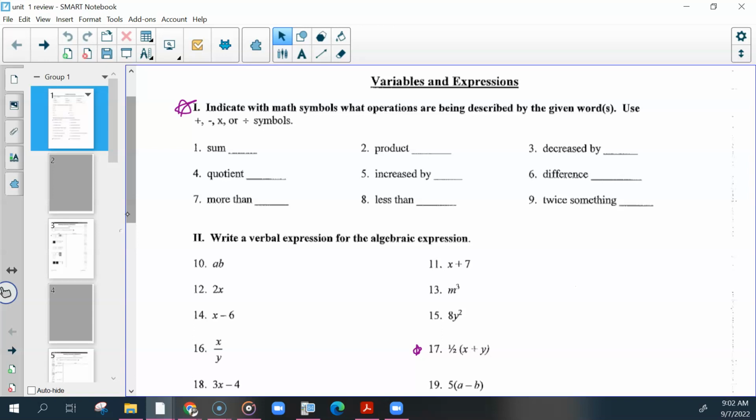So, do we have any questions on the first page? Any we want to go over? Maybe we're not sure how to start or how we would do it, whatever. This is your chance to ask questions, get help on things you may or may not understand before you guys take your quiz.